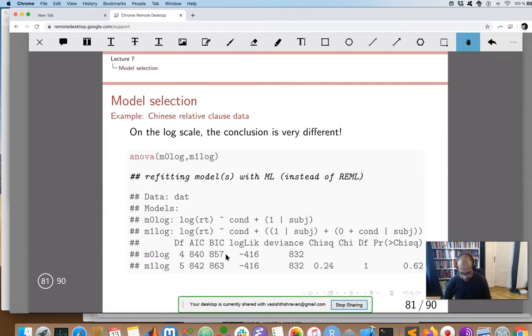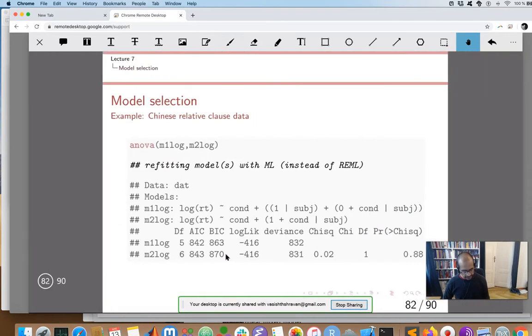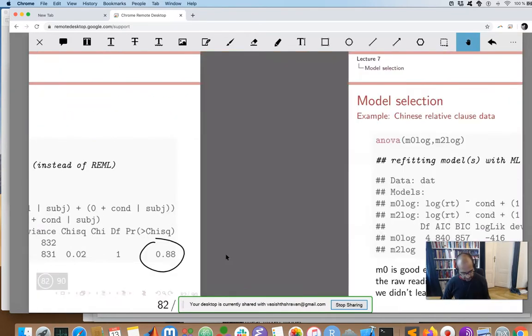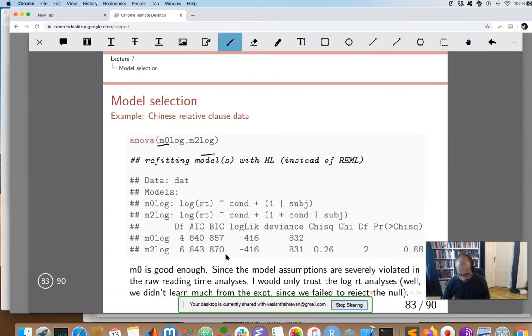When I compare these two models, I again see that there is no important difference between the simpler and the more complex models. So the M0 model is the one I would stay with if I do an M0 M1 comparison. If I compare M1 with M2, I again see no evidence for the more complex model, right? And finally, if I compare M0 and M2, I again see no difference between the two models.